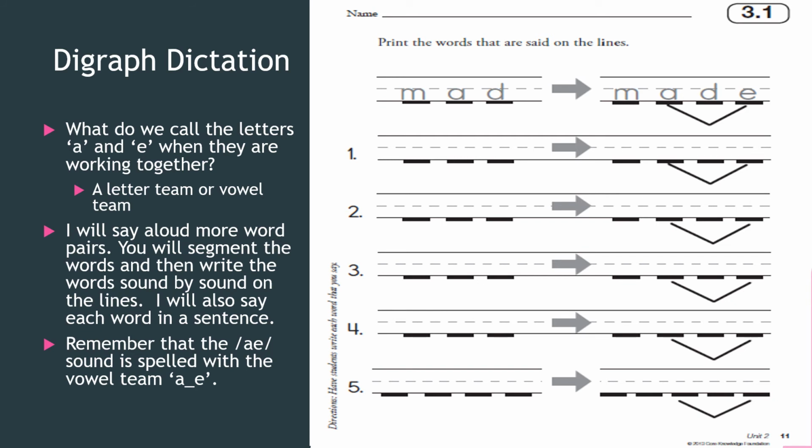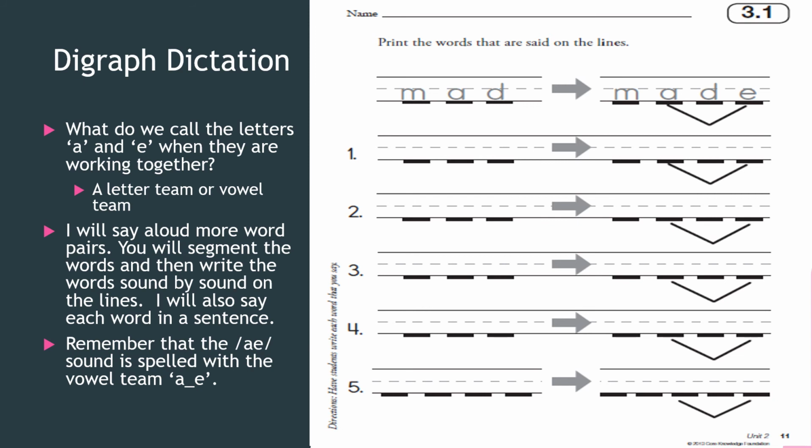Number 1, can. Segment that word. K, A, N. Now let's write our next pair. We had can. Let's change it to cane. Don't forget your magic E. Number 2, tap. T, A, P. Write the letters on the line for tap. Let's use our magic E to change tap to tape. T, A, P. Don't forget your magic E.